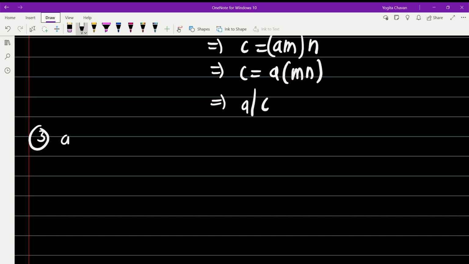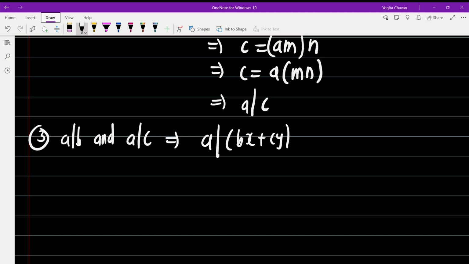Now number 3. A divides B and A divides C. This implies A divides Bx plus Cy for all x, y belongs to Z. A divides B, A divides C, so take any linear combination of B and C, and A will divide it. A divides Bx plus Cy. Now let's prove this. Proof.